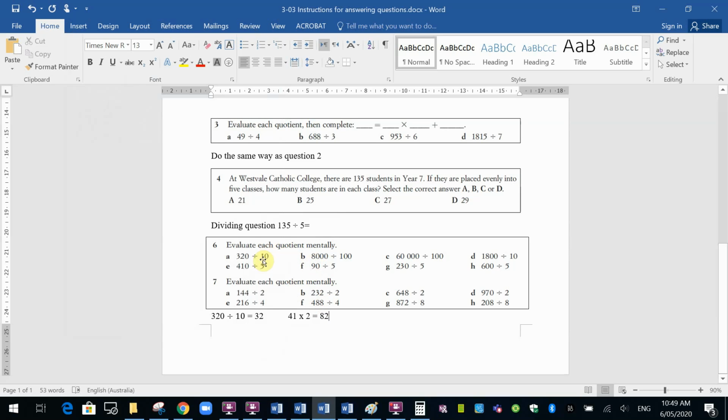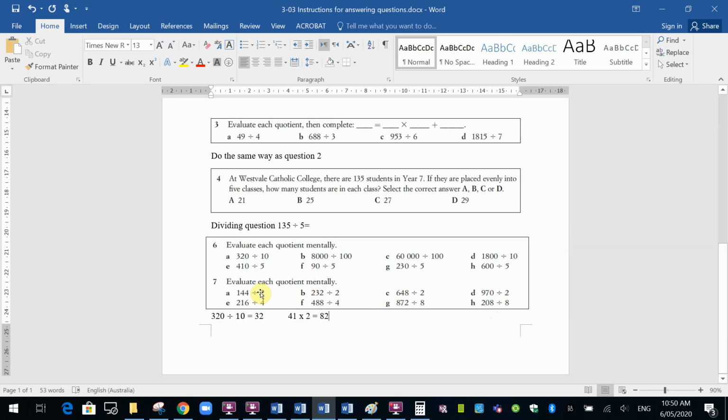So that's dividing by 10, take the last 0 off. Dividing by 100, take the last 2 zeros off. Divide by 10, take the last 0 off. These ones, dividing by 5, you take the last 0 off and then multiply by 2. Question 7. Dividing by 2, dividing by 4, dividing by 8.